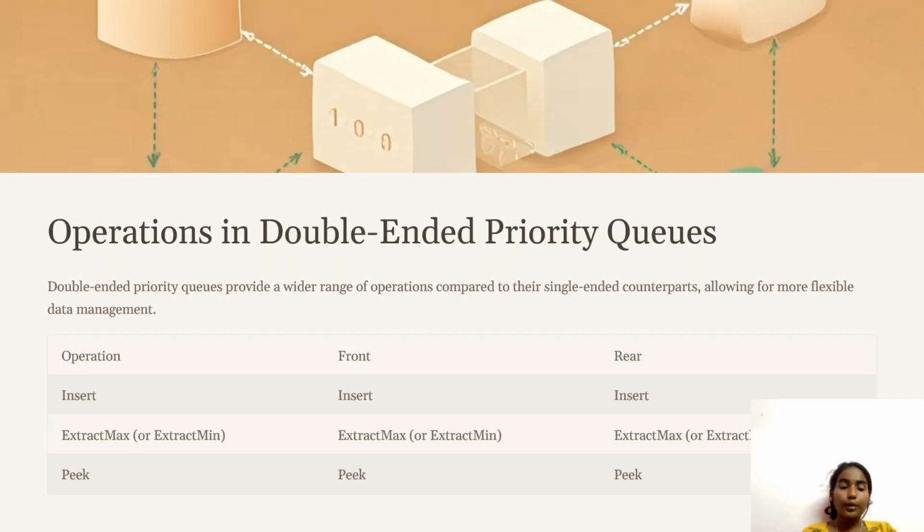Operations in double-ended priority queues. Double-ended priority queues provide a wider range of operations compared to their single-ended counterparts, allowing for more flexible data management. Here we mention some of the operations for single-ended and double-ended priority queues in the table.